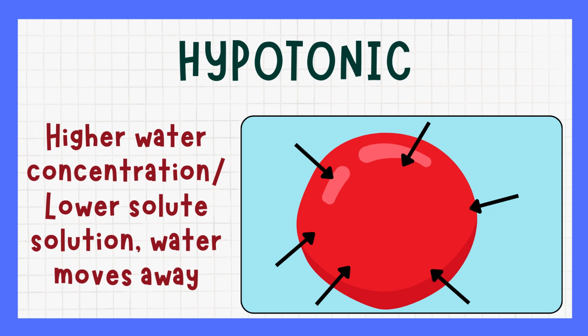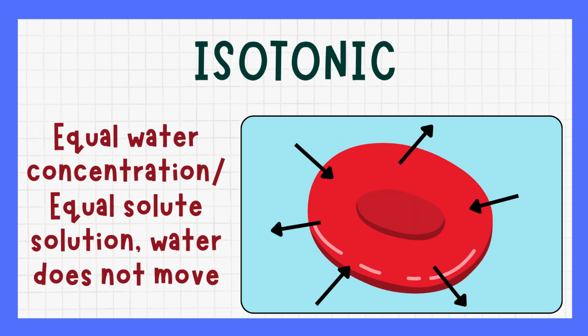This is the opposite of hypertonic, so it means a higher water concentration and a lower solute concentration. In this case, the red blood cells are placed in a hypotonic solution, so they get larger as the water moves into the cell. Third, we have isotonic, which is the middle, so there is an equal water and solute concentration of those two solutions. When the red blood cells are placed in the solution, no net change occurs and we remain healthy.